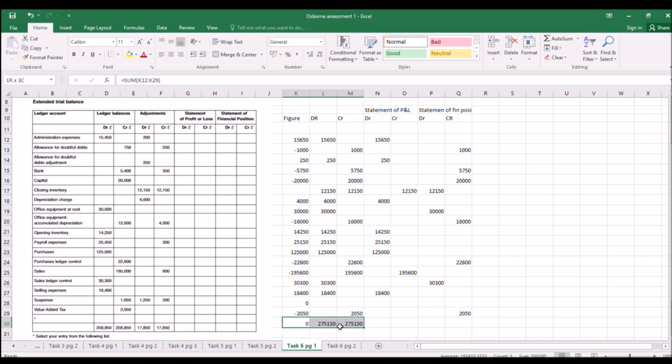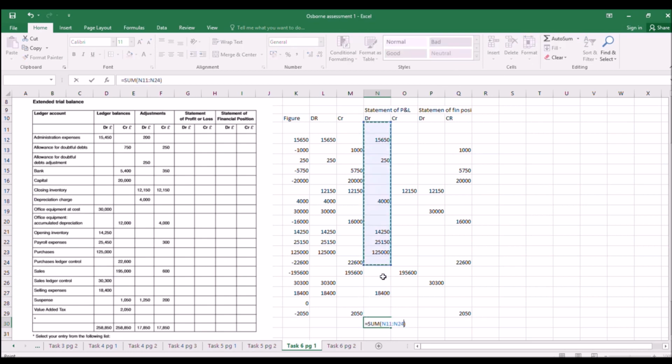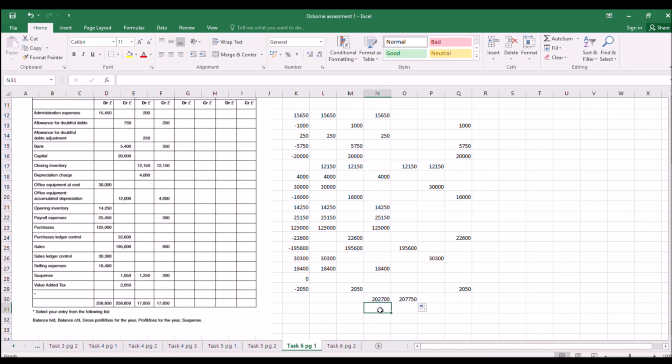Let's now take these figures out there. Now what we do is we add up our profit and loss account. So we add all of this up in here, and we add that one up there, and we've got a difference. And our difference is, in this instance, the profit for the year, which is 505.